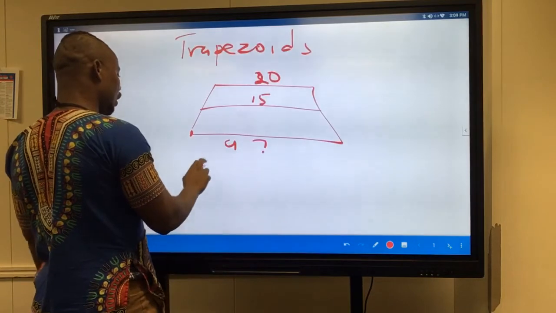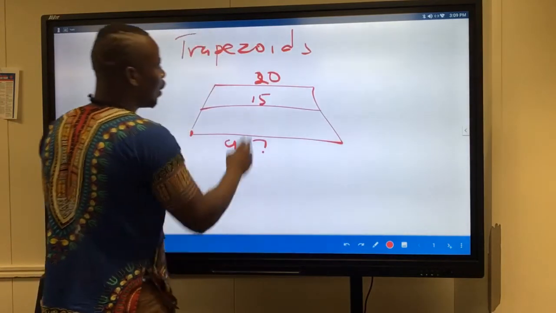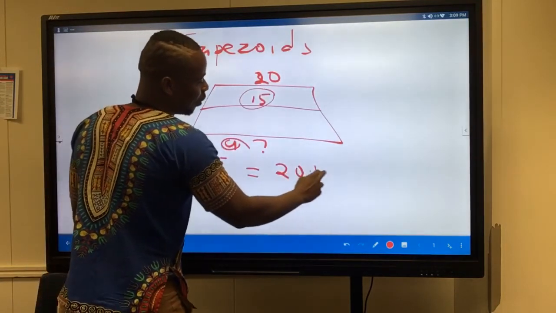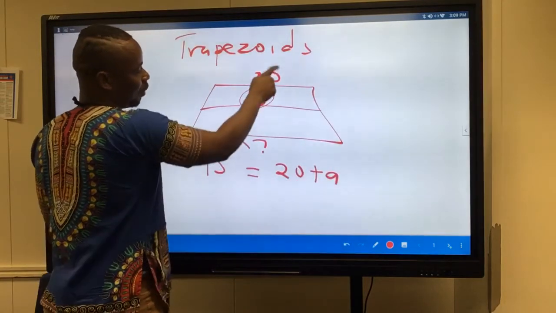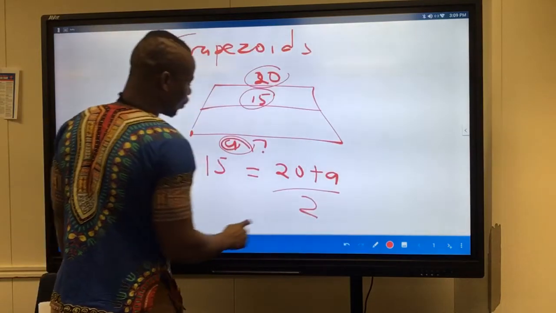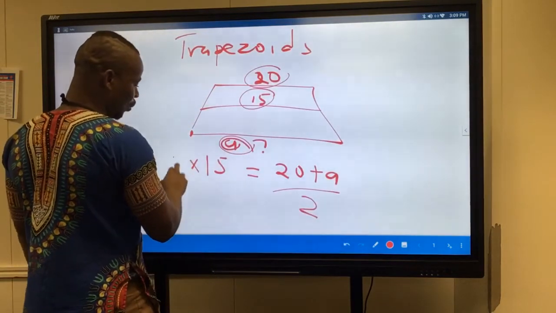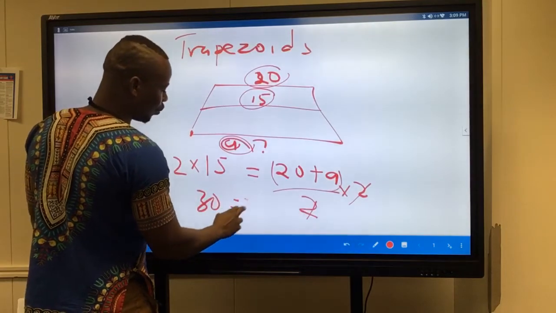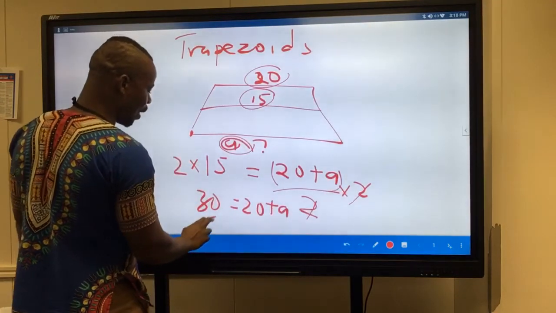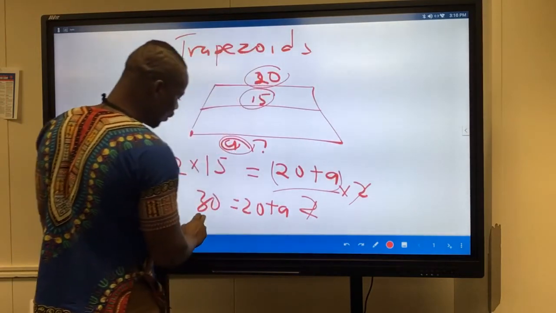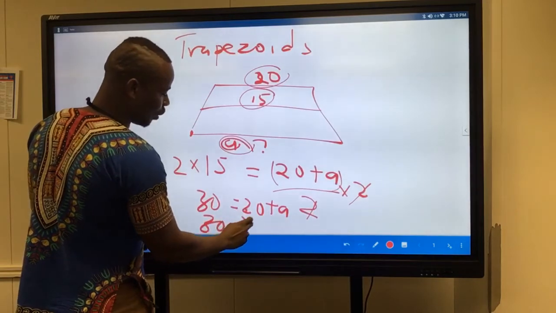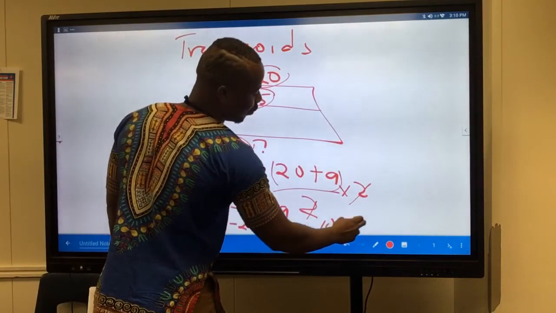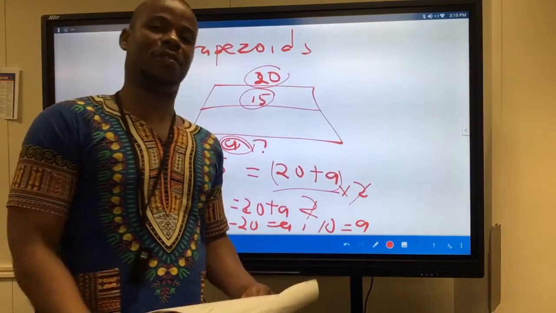So imagine I said that thing is A. What I want to know is that they already gave us the median. So you do 15 equals the first base, 20, plus what we don't know, divided by 2. So I multiply this by 2, this by 2, this will cancel this. So I'm left with 30 is equal to 20 plus A. Then A, if I do 30 minus 20, will be equal to A. So now 10 is equal to A. That's simply how to find the median of a trapezoid.